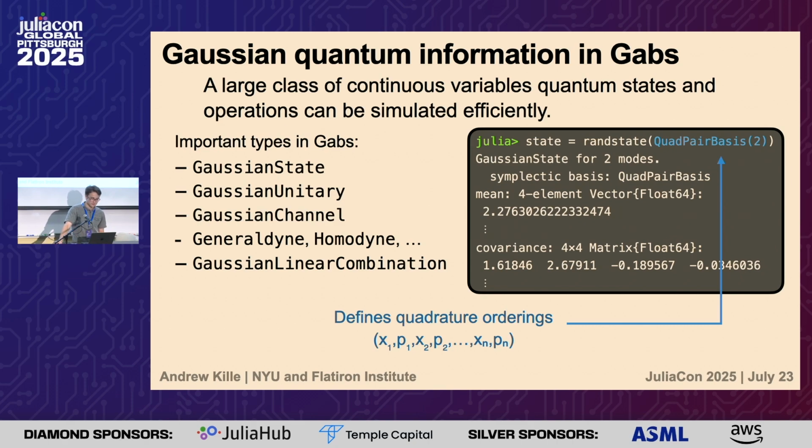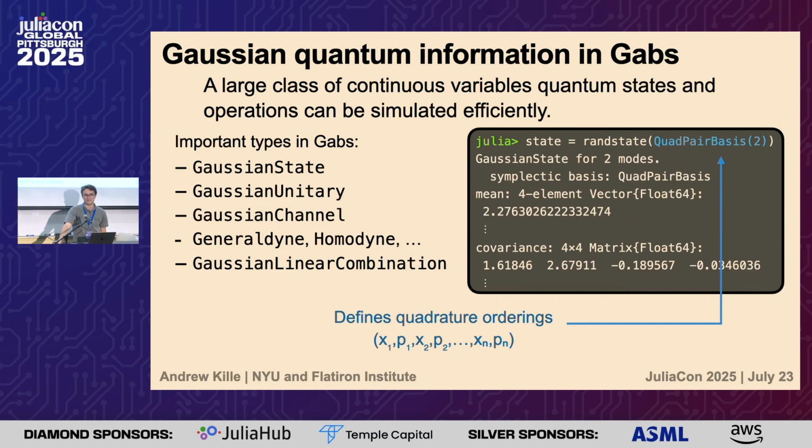So we have some important types. So we have Gaussian state and Gaussian unitary types, which kind of makes sense. And really, they're just wrappers around different Julia arrays. And the only thing that you need to keep track of is the symplectic basis of your multimode system. So really what that entails is how you order your phase space variables. Maybe you can order them pairwise, like I'm doing here with this quad pair basis type, and here the 2 corresponds to 2 modes in your quantum harmonic oscillator system.